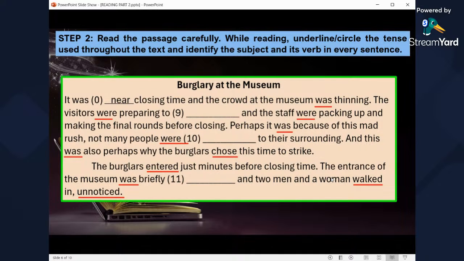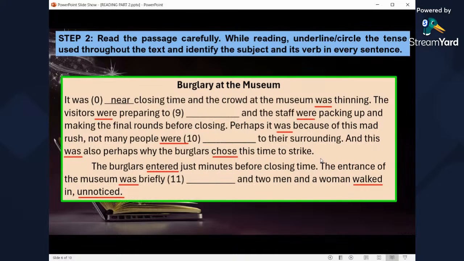Like was cleaning, were preparing. Like here also, I forgot to underline, it was near, all right? And the staff were packing. Perhaps it was because of this mad rush. So I know this story, burglary at the museum, is in the past, the text is in the past, all right?